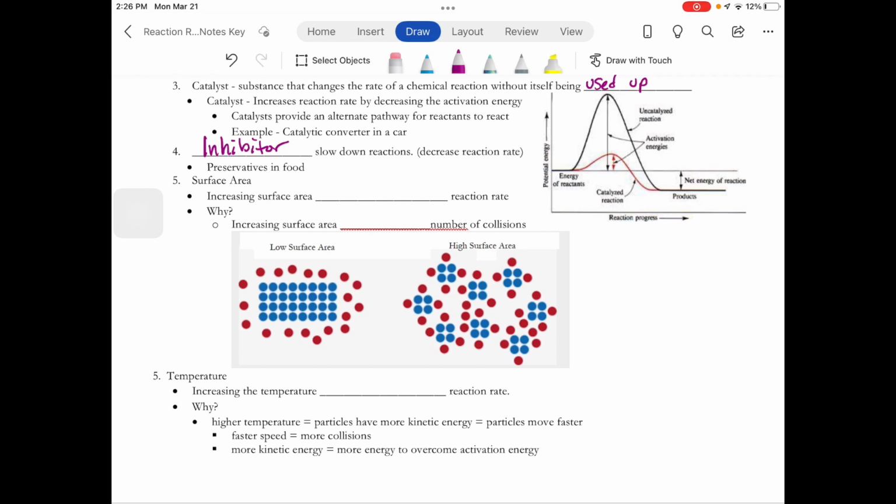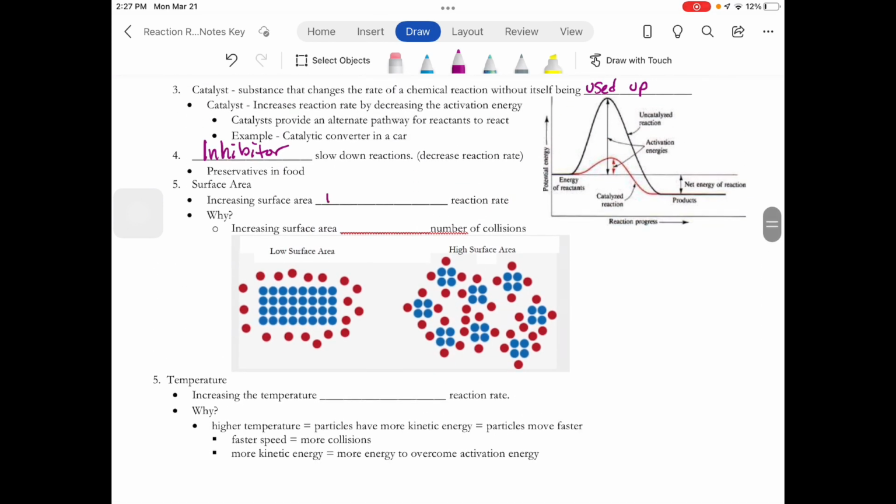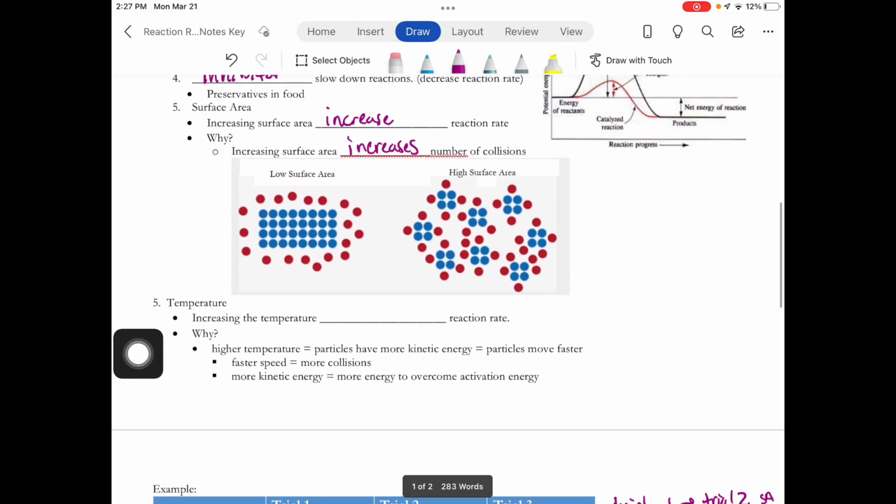Surface area. If you increase the surface area, it increases the reaction rate. Why? Because increasing the surface area increases the number of collisions. Over here, we have a low surface area, and so those red molecules can only react with those blue molecules on the outside, so there's not as many collisions. But if we were to break up the blue molecules, like over here, these have the same amount of blue molecules as over here. The red molecules can react with a lot more. They're exposed to a lot more of those blue molecules, so there's a lot more collisions.